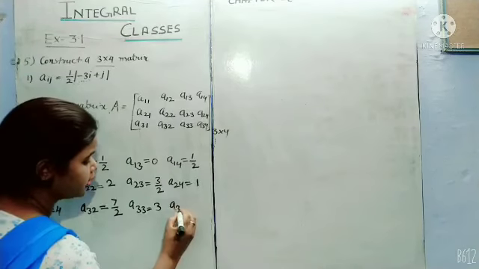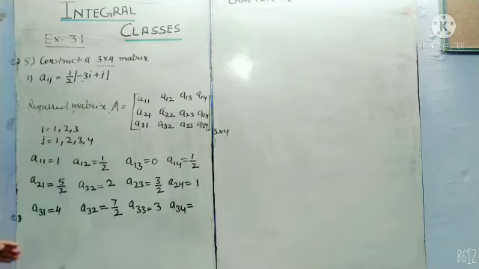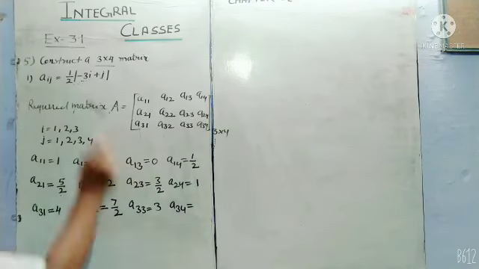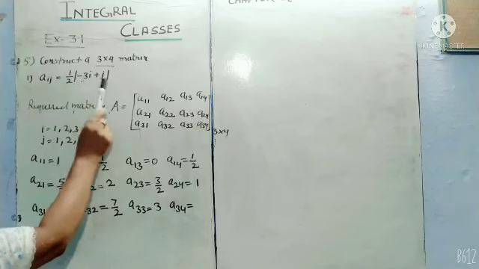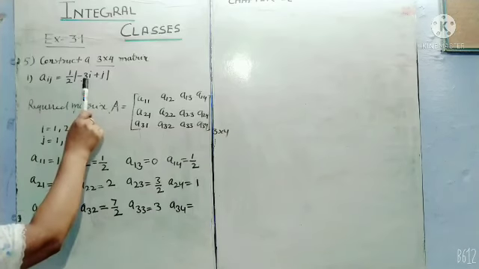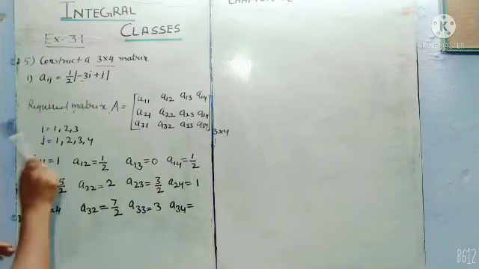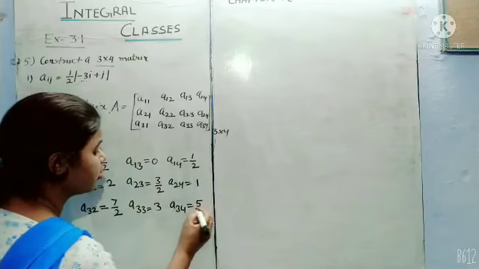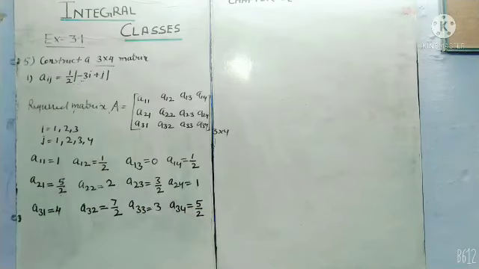Now last is A34. It means again fourth column of third row. 3 times 3 is 9, minus 9 plus 4. It will become minus 5. Minus 5 into 1 by 2. So we will get 5 by 2. Now the third row is also completed.